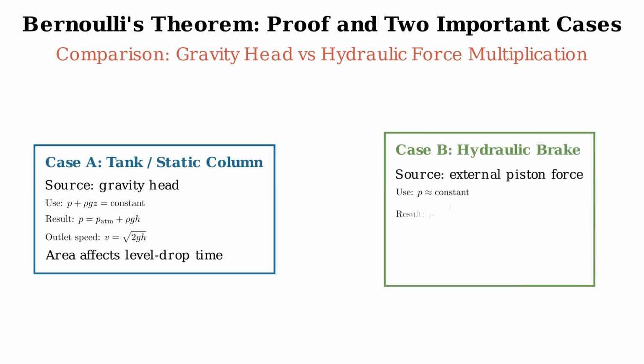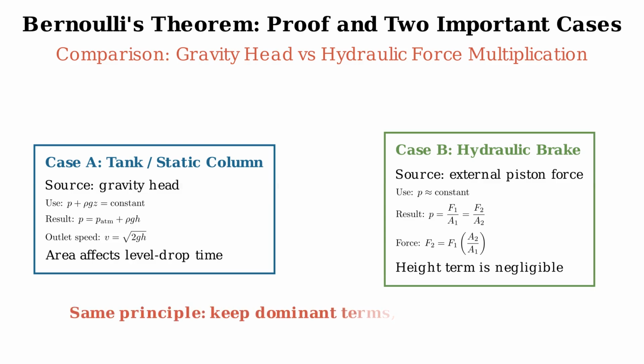In the hydraulic brake, pressure comes mainly from an external piston force, not from elevation. The height term is negligible, so pressure is treated as constant. The same pressure acting on a larger area produces a larger force. This is force multiplication, while energy is conserved through displacement trade-off.